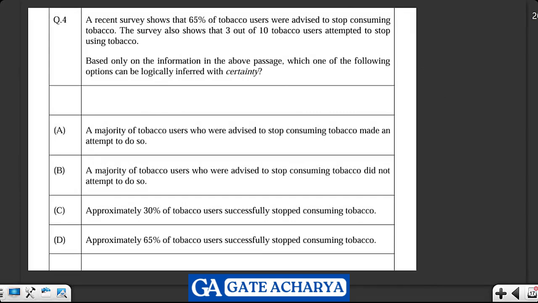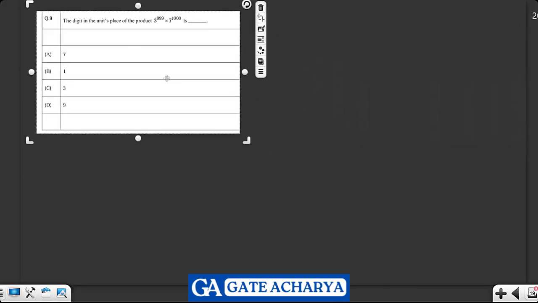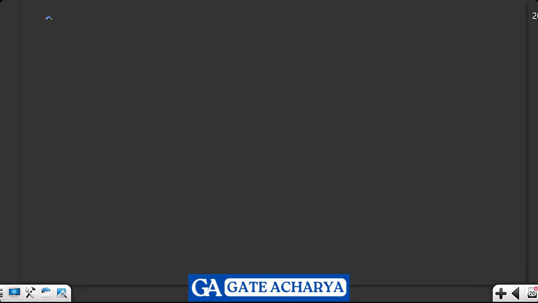Okay, let's do one more problem, the last problem, and then we can wind up. They're asking the digit in the unit place for the product 3 raised to 999 into 7 raised to 1000. Now, very carefully listen here. This is a game of power cycle. So I want the unit place value of 3 raised to 999 multiplied by 7 raised to 1000.